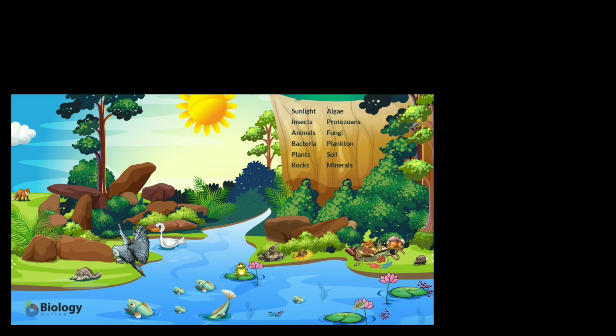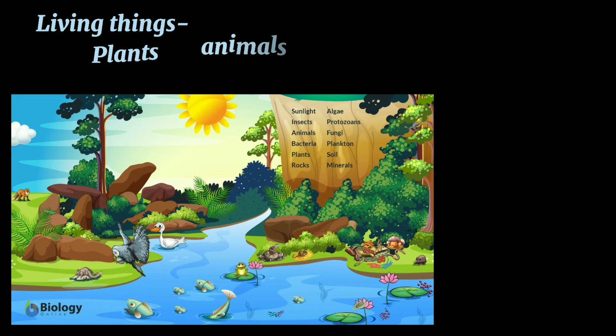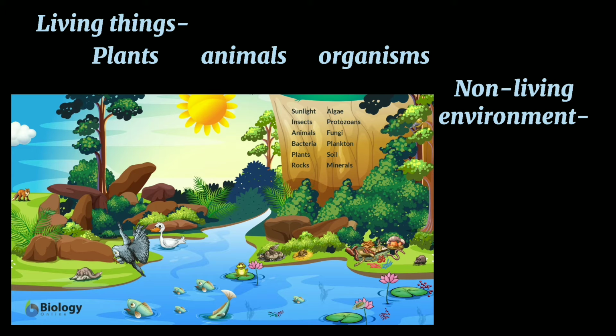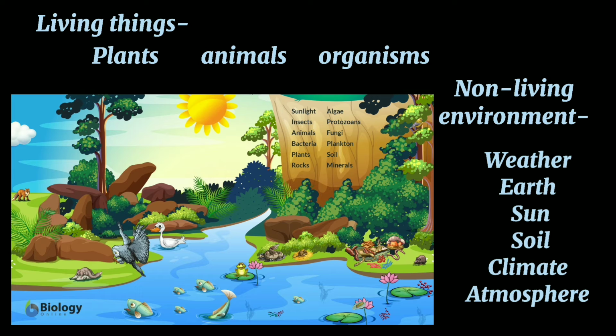An ecosystem includes all of the living things, such as plants, animals, and organisms, in a given area interacting with each other, and also with their non-living environment: weather, earth, sun, soil, climate, and atmosphere. Ecosystems are the foundation of the biosphere and they determine the health of the entire system.